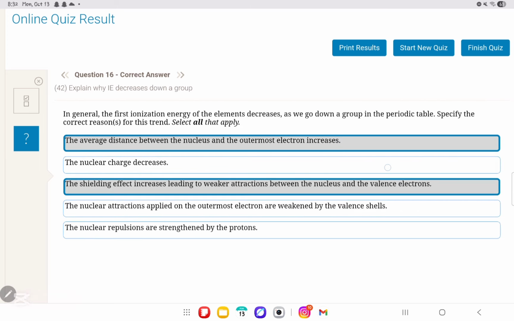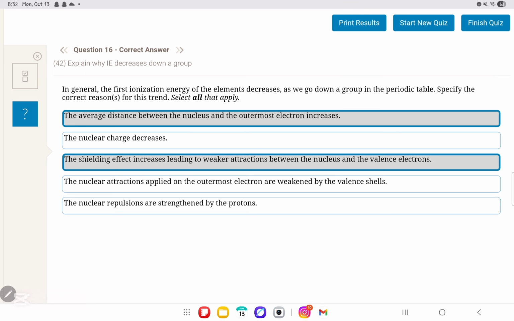We move on to question number 16. They want, as we go down a group, the first ionization energy. As we go down the group, nuclear charge increases, energy level increases, shielding effect increases. So although the nuclear charge increases, the energy level and shielding effect increase.